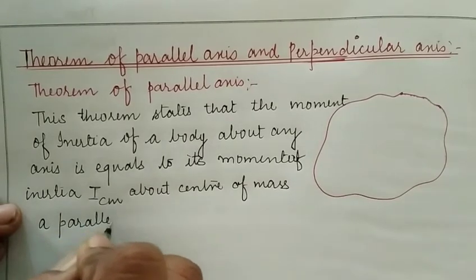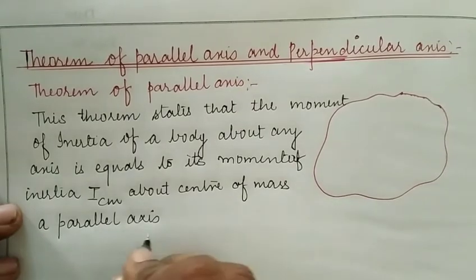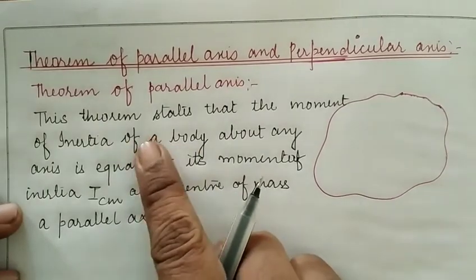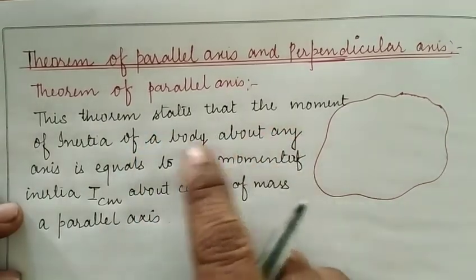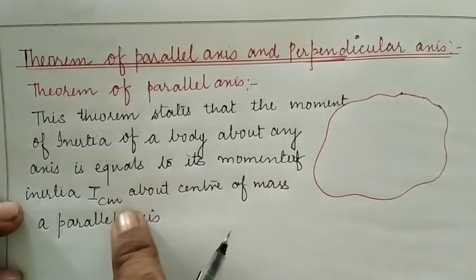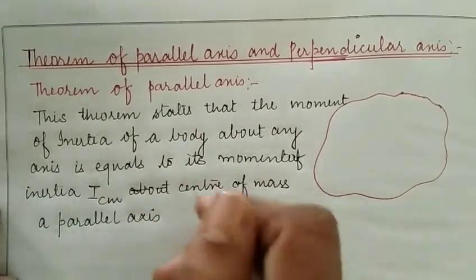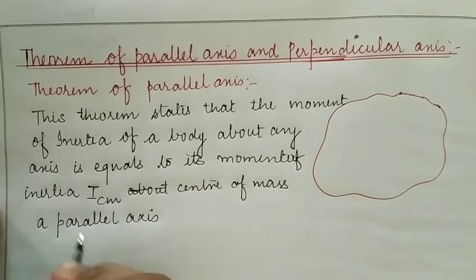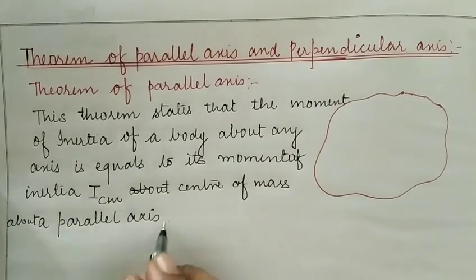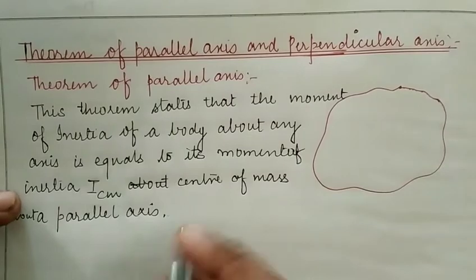Parallel axis, about a parallel axis through the center of mass. Okay, what I have said here is that this theorem states that the moment of inertia of a body about any axis is equal to the moment of inertia ICM, the moment of inertia about the center of mass, about a parallel axis.